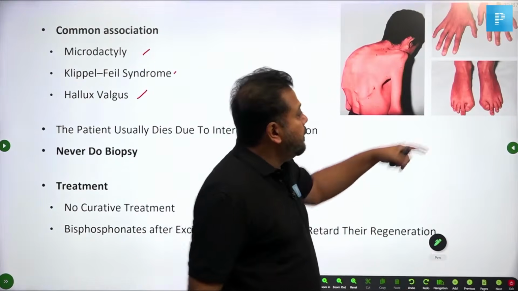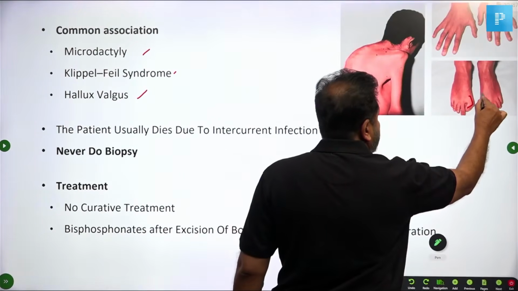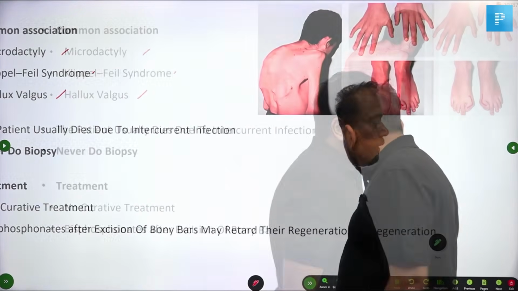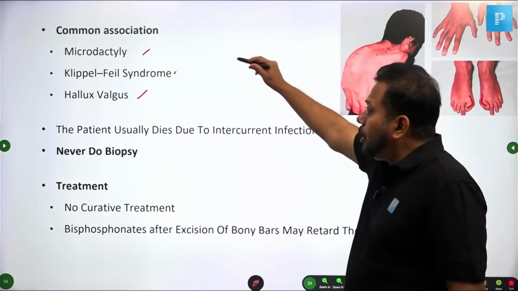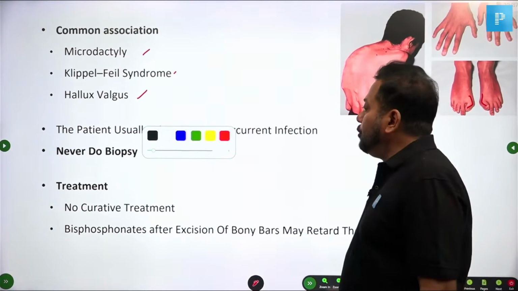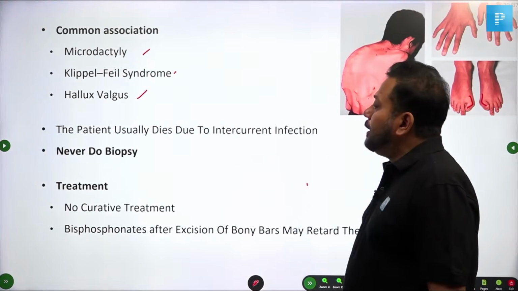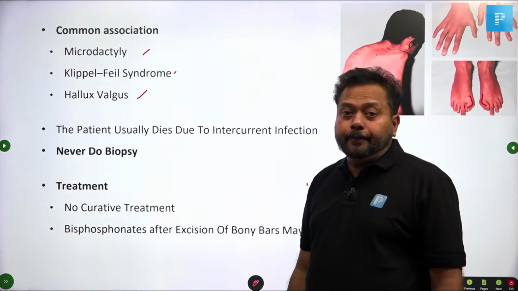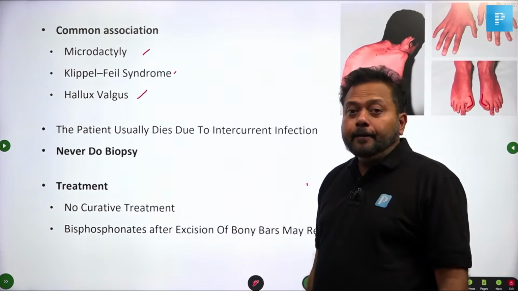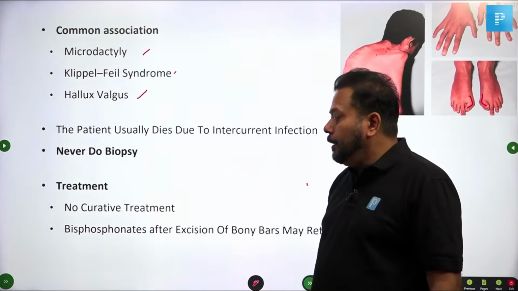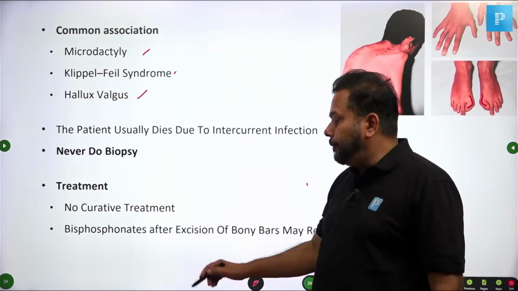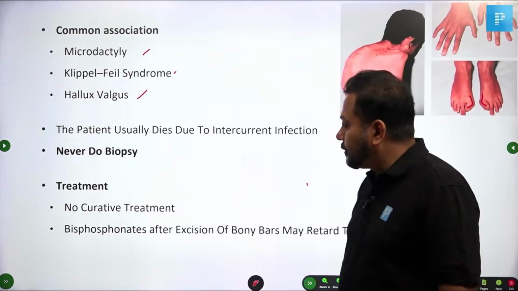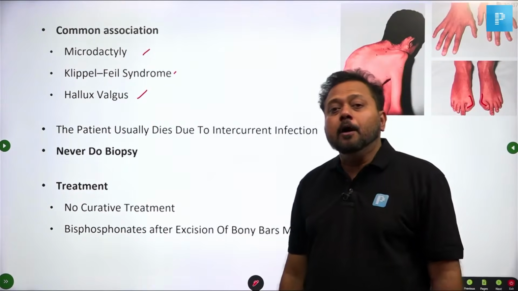You see here, this is the classical hallux valgus. So these are the associations. These are asked questions. The patient usually dies due to intercurrent infection. Never do a biopsy; when you do a biopsy, that will worsen the situation. Treatment: there is no curative treatment. Bisphosphonates are tried. Excision of bony bars is also tried.